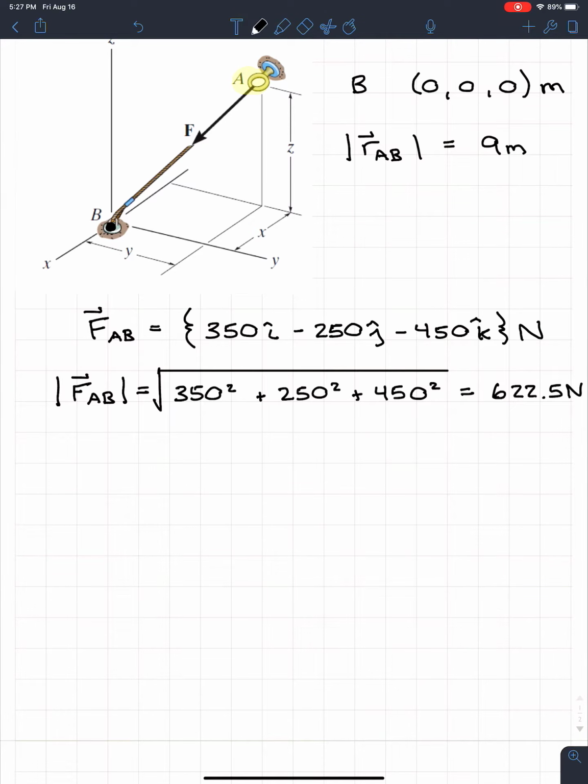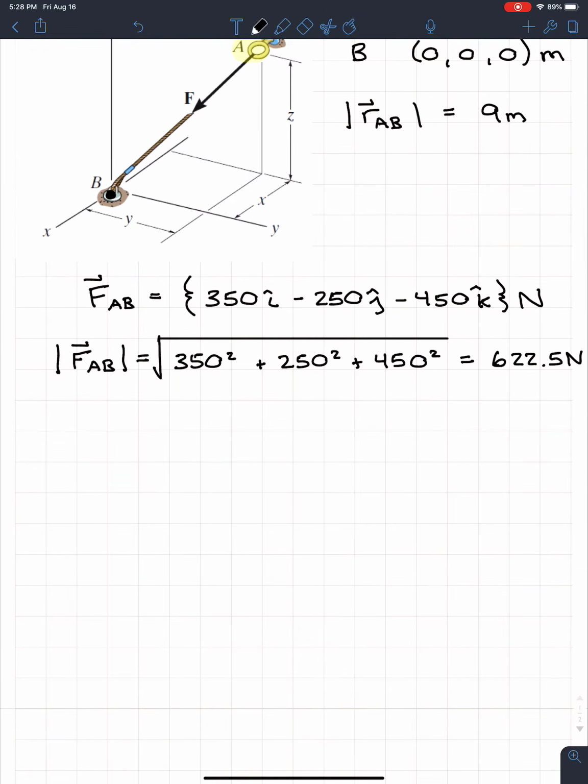And again, we don't have the unit vector. But remember that a unit vector can be found if we both know the magnitude and the vector itself of a force or a position vector. And right here, we already know FAB as well as the magnitude of FAB. So we can find the unit vector AB, because that's going to be equal to FAB, so the vector itself, divided by the magnitude of FAB. Like so.